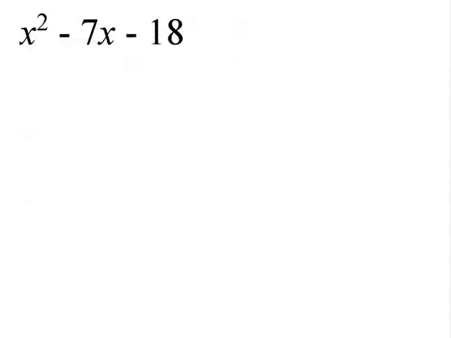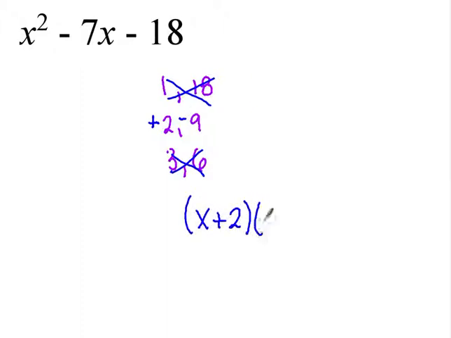Now 18 has quite a few factors, so I would go ahead and write down the individual factors if you need to. If you get stuck, you've got 1 and 18, you've got 2 and 9, you've got 3 and 6. So now of those, which ones differ by 7? 2 and 9. So that means these are out. Now I have to get a negative 7 from 2 and 9. So positive 2, negative 9. So you should get x plus 2 times x minus 9.